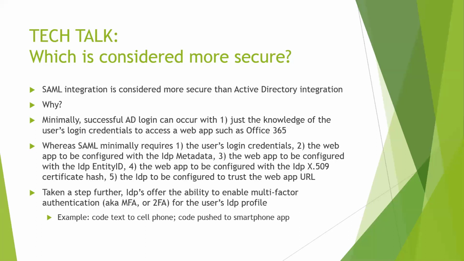Whereas SAML integration minimally requires 5 things to be true rather than just one thing to be true. The user's login credentials must be known. And again, those are often the same as a domain login, but the login credentials, username and password, must be known. But in addition, the ARMS app has to be configured with what IDP metadata is to be used. The ARMS app has to be configured with what IDP entity identifier must be used. This is a very long alphanumeric string. Both the metadata and the entity ID are just a big scrambled mess of alphanumeric characters, special symbols, and so forth.